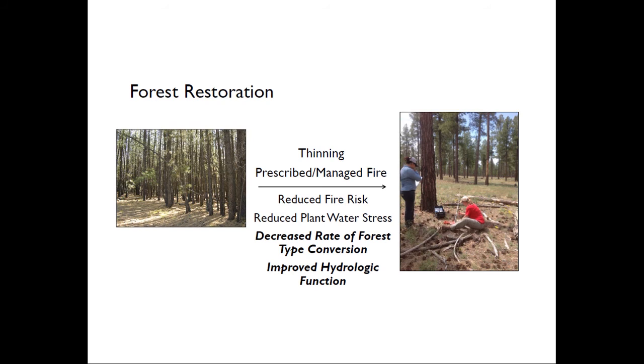And then also this sort of loosely used term of improved hydrologic function, where these are watersheds that are going to produce more plentiful, cleaner water, both by preventing these large wildfires that have an associated erosion risk, but potentially by reducing evapotranspiration and allowing more water to flow downstream. And it's that last one that's probably the least well studied and defined.